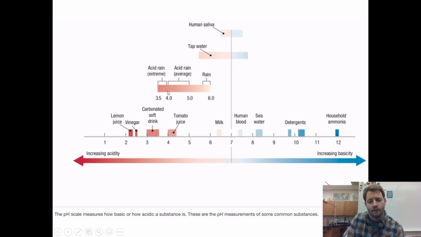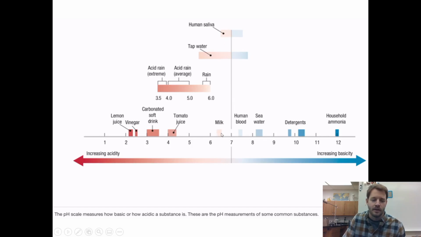Anything between 3.5 and 4 would be considered extreme levels. Between 4 and 5 would be just your average acid rain, and then between 5 and 6, that's somewhere in the realm of what you would call normal, 5.6 again being the value for your typical precipitation. Tap water is somewhere in the range of normal rainwater all the way up to neutrality at 7. Human saliva is also near 7.